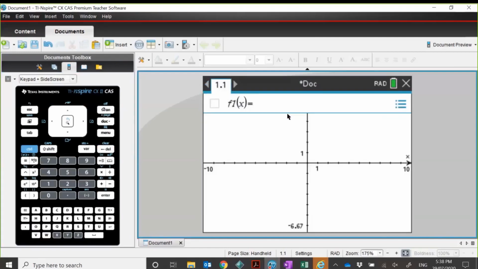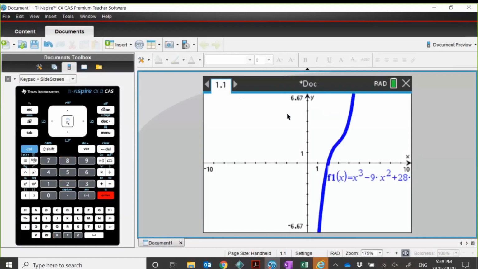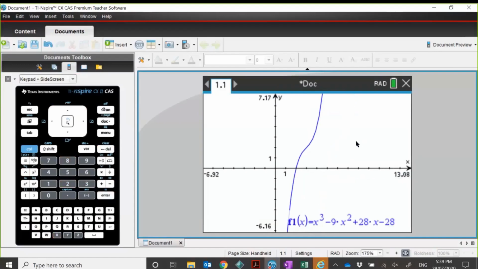And we're going to put in our cubic graph, which is x cubed minus 9x squared plus 28x take 28. There's our cubic. And straight away you can see from that, as the question said, there is no stationary point. So your cubic is coming up, it's flattening a little bit, but it doesn't go stationary, then it starts to take off again.